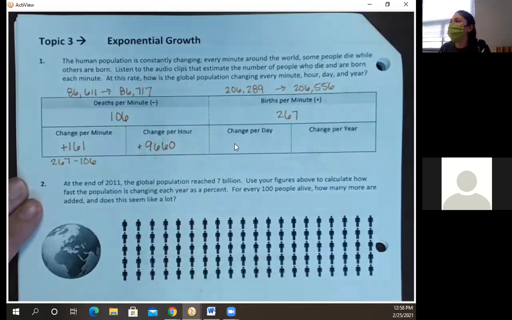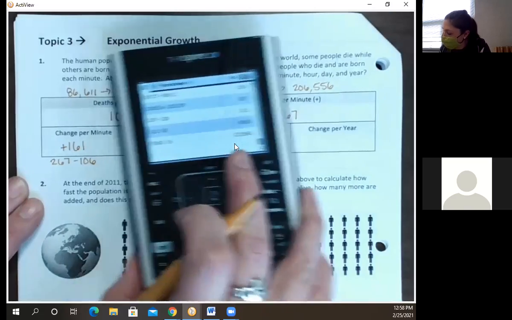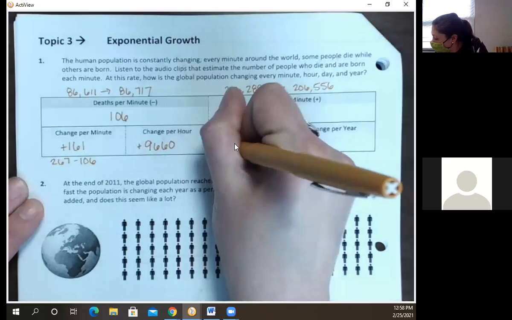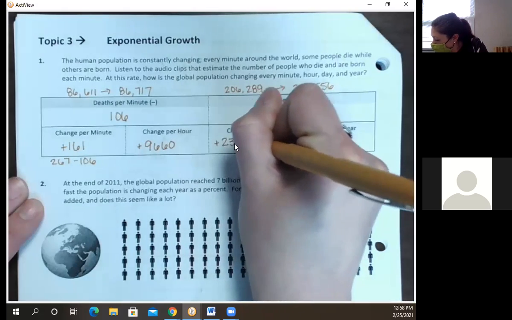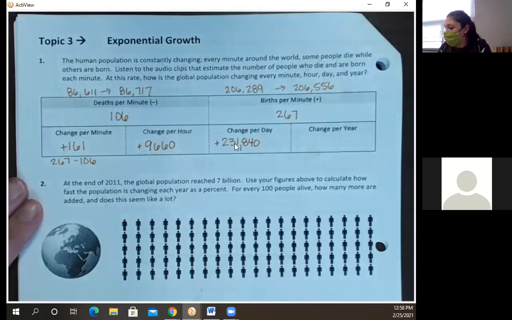How could I go from an hour to a day? I'll multiply by 24, since there are 24 hours in a day. So I have 231,840 people I would anticipate adding by the end of the day.